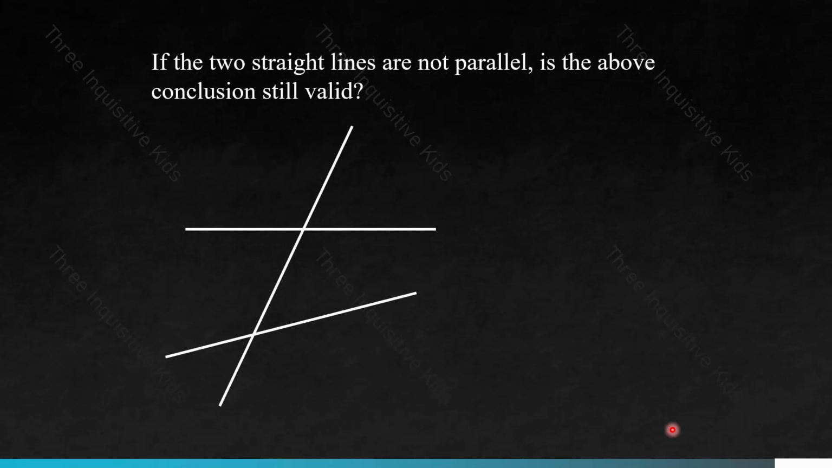But if the two straight lines are not parallel, is the above conclusion still valid? So now draw something like this. Is your prediction still true? Well, if we take the corresponding angles from this figure, it's very obvious that they are not the same angle measurement, which means that if two straight lines are not parallel, the conclusion is not true.